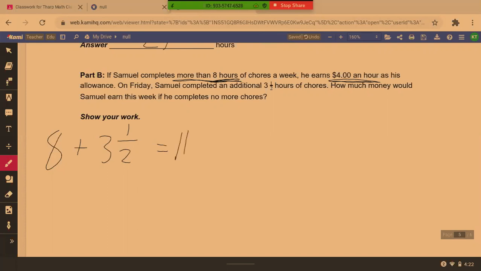So that's going to be 11.5 hours. And he earns $4 an hour. So we are going to multiply 11.5 times 4. So we're going to focus on 11 times 4 and then 1/2 times $4.